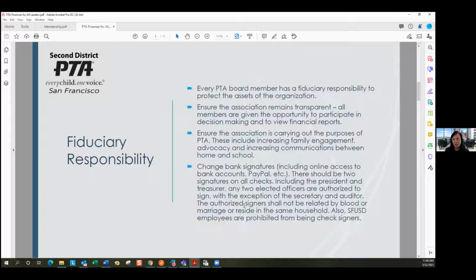So you can have multiple people designated as authorized signers, but out of those, you will need 2 actual signatures on the checks. The exceptions are the secretary and the auditors, who cannot be signers. Also, signers cannot be related by blood or marriage or reside in the same household. And then SFUSD employees are also prohibited from signing checks. Those are the only requirements for check signers.